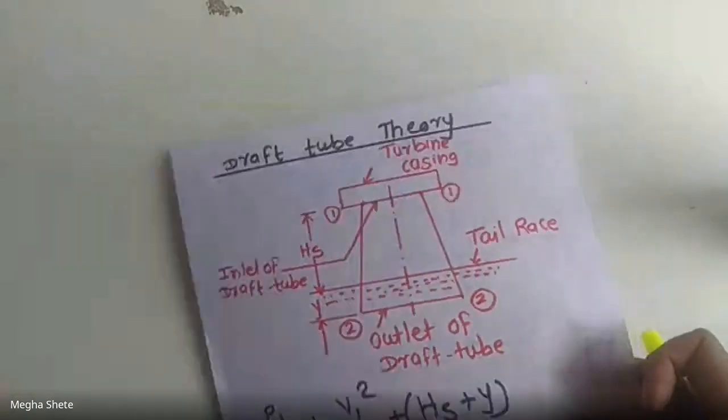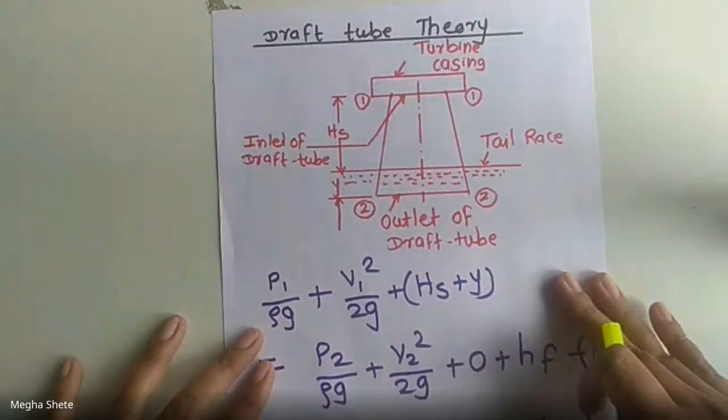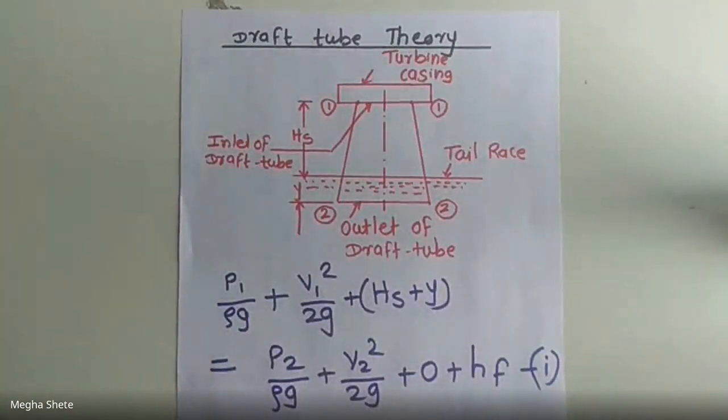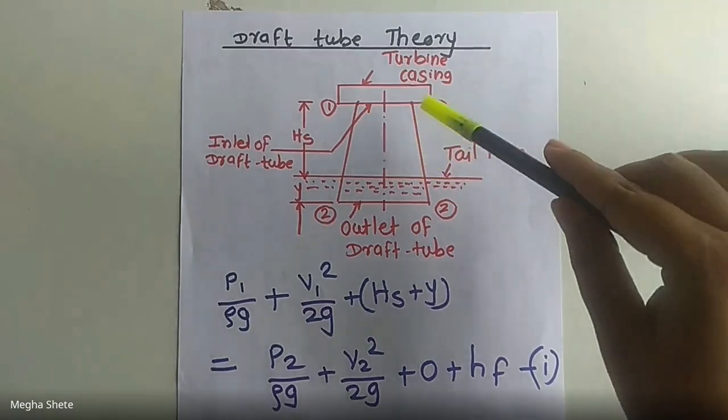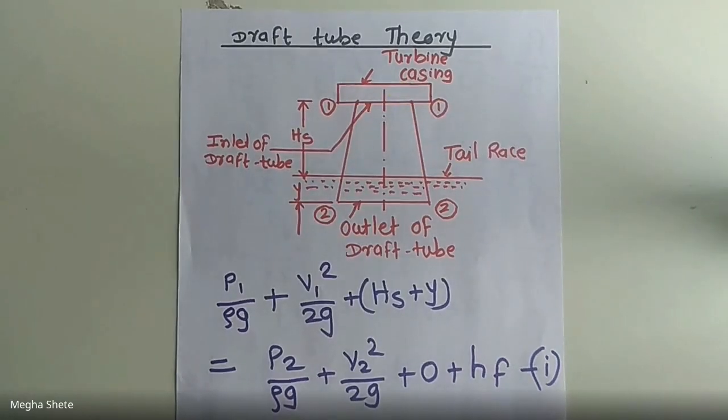Now, we will start our next point, that is the draft tube theory. So, what do we have to prove in this draft tube theory? We have to prove in this draft tube theory that the pressure at the inlet of the draft tube is less than the atmospheric pressure.